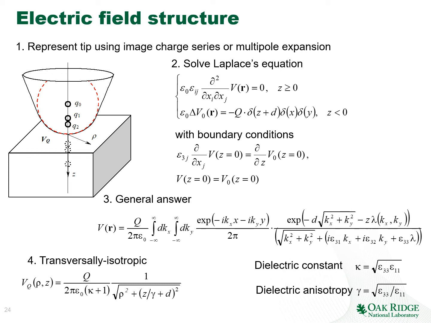For the transversely isotropic material, the solution becomes really simple. So in this case, if we represent the tip by the point charge, the field inside the material can be represented as the following functional form.